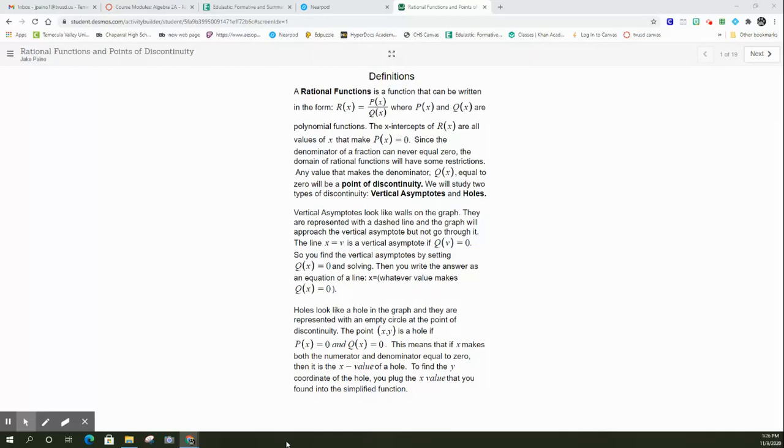If there's a value that makes both the top and bottom 0, it is a hole. So it's just an undefined point on the graph. And I call it a point because we actually represent it with an open circle. I guess it's not really a point, but we can write it as an ordered pair. So you simplify your rational function, you plug in that value, and whatever that y coordinate is will be the y value of your hole. All right, so we're going to look at some examples with all that stuff.